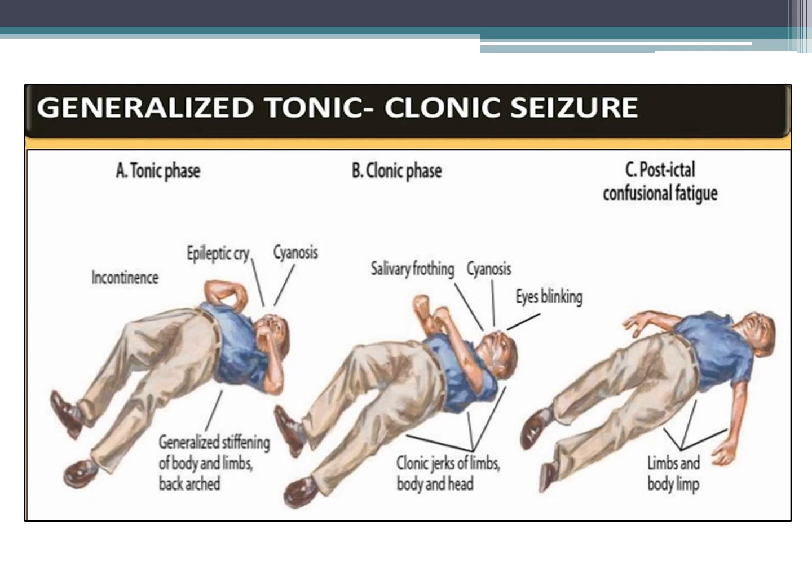This is just a pictorial representation of a generalized tonic-clonic seizure. So A is the tonic phase, B is the clonic phase, and C is the post-ictal confusional fatigue phase, where the body is limp and the limbs are limp. Clonic phase is when you get the clonic jerks of the limbs, body, and the head. And the tonic phase is when you get the stiffening of the body and limbs and the back is arched.